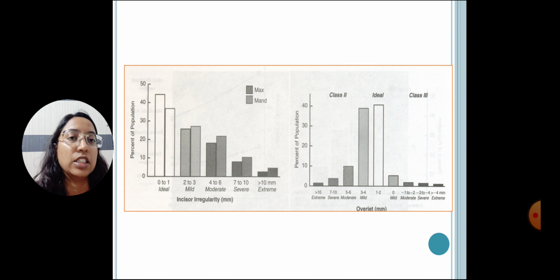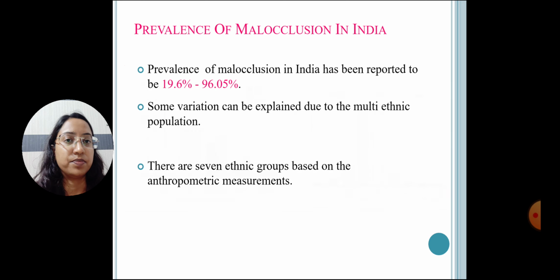So this is the graph from the survey where the incisor irregularity was considered. Incisor irregularity is nothing but the amount of crowding. The extreme of greater than 10 crowding was seen in less than 10% of the population. Similarly, the extreme class 2 and class 3s were seen in less than 10% of the population.